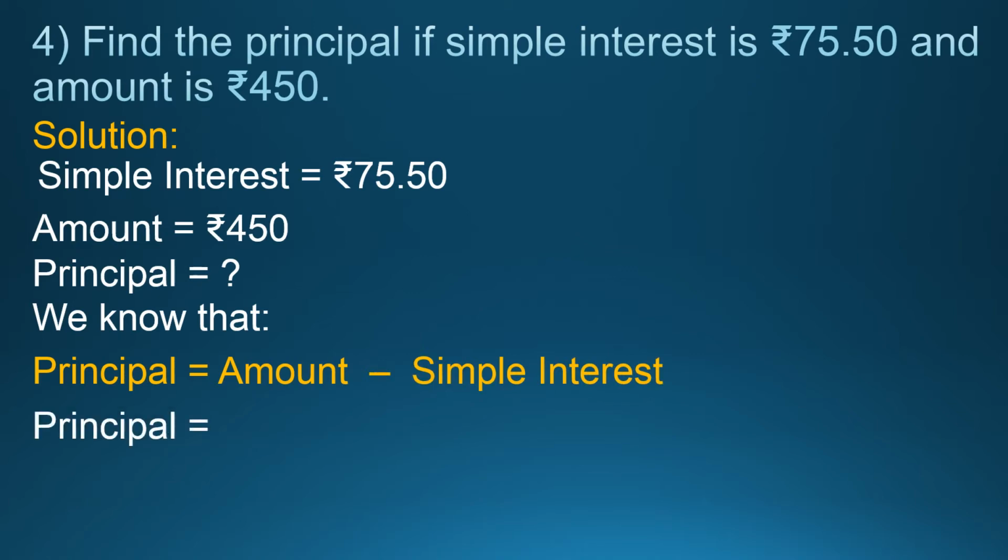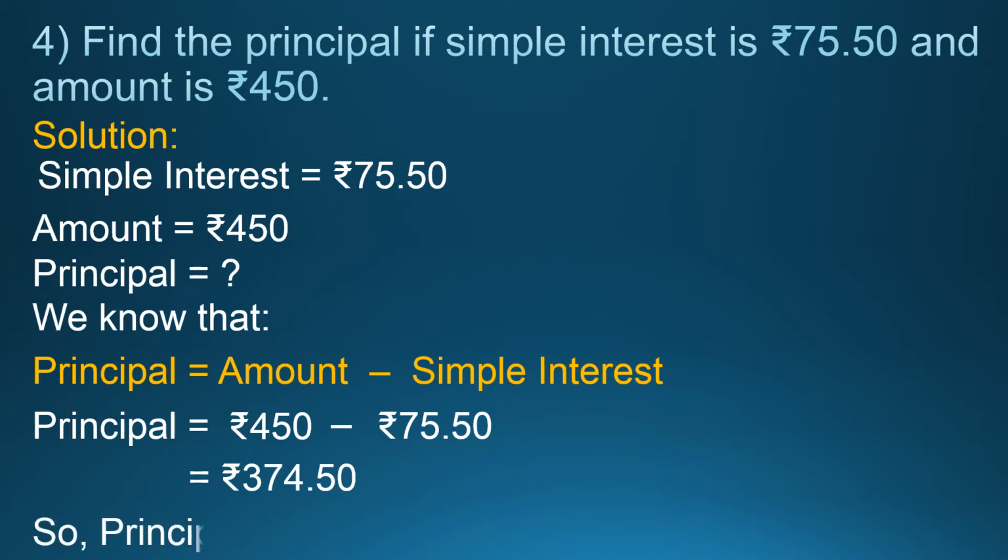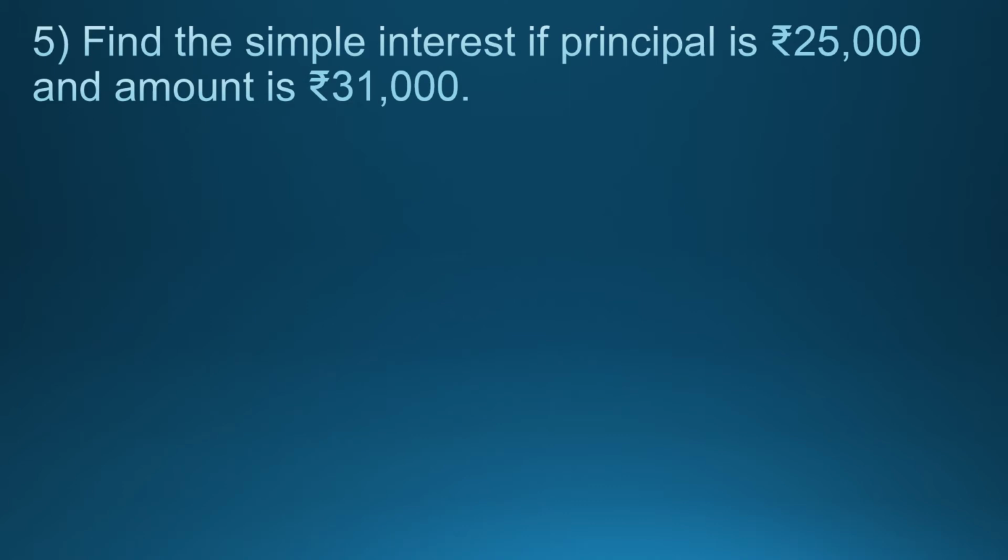Now put the value. Amount is equal to rupees 450. So write down rupees 450. Then write the minus symbol as it is. And simple interest is equal to rupees 75.50. So write down rupees 75.50. Now do the subtraction. We get rupees 374.50. So principal is equal to rupees 374.50. The next is question number 5.